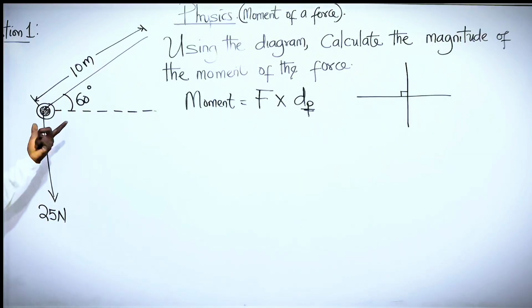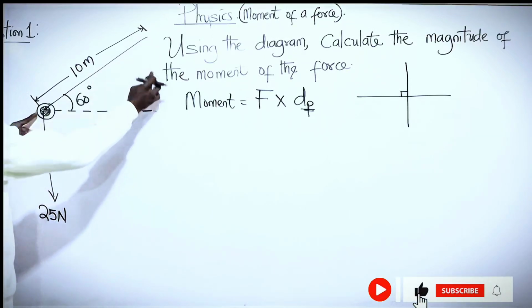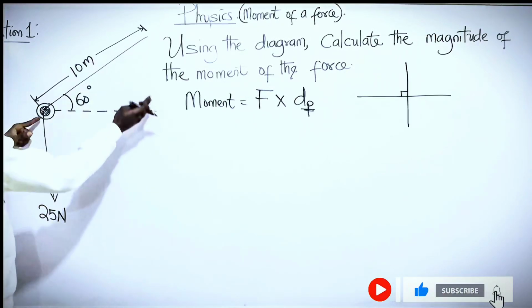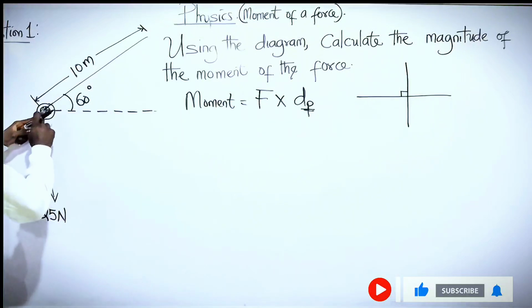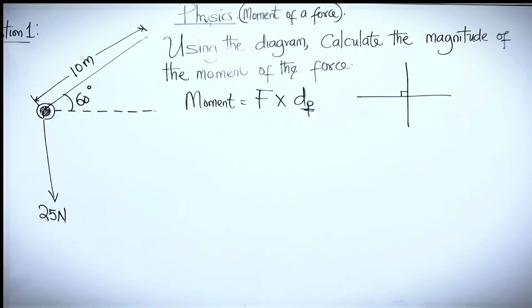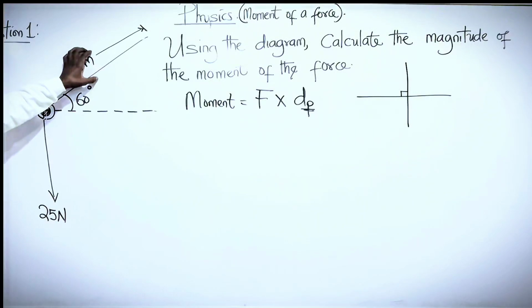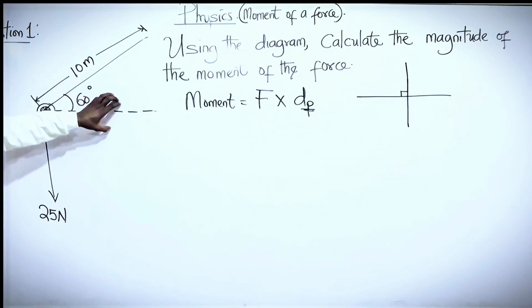So what's the idea behind this? The idea is to look for a way where we can take this length and merge it with this to make this length become like this. So that if we have this length like this, it will be easier to perform the moment of the force. That becomes the force times this perpendicular distance and not this distance. So how do we take this distance and make it look like this?